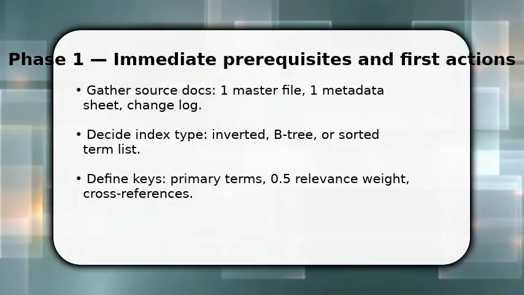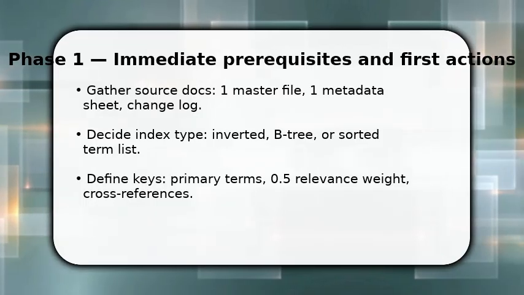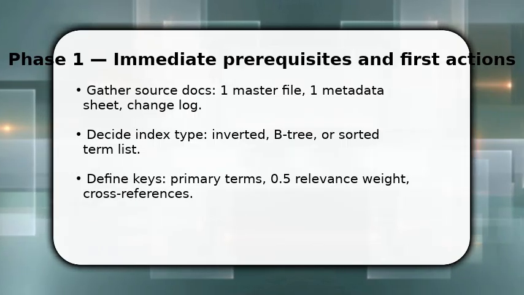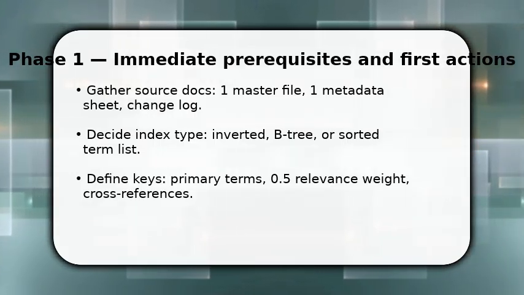Make sure to mark primary terms and 0.5 relevance defaults, because these initial decisions shape performance and accuracy as you build the rest of the index.